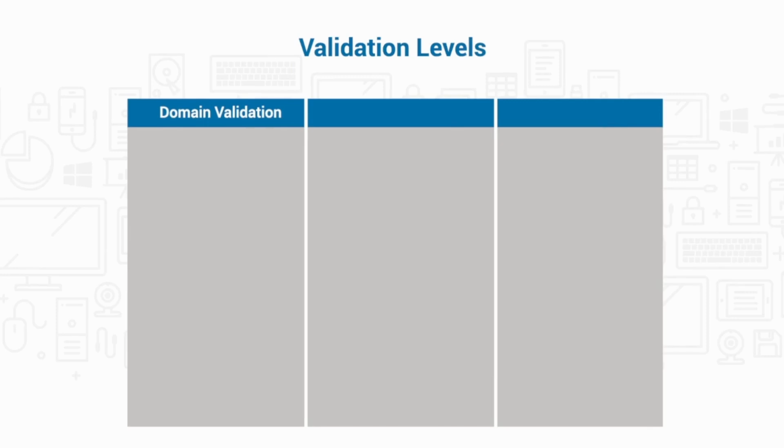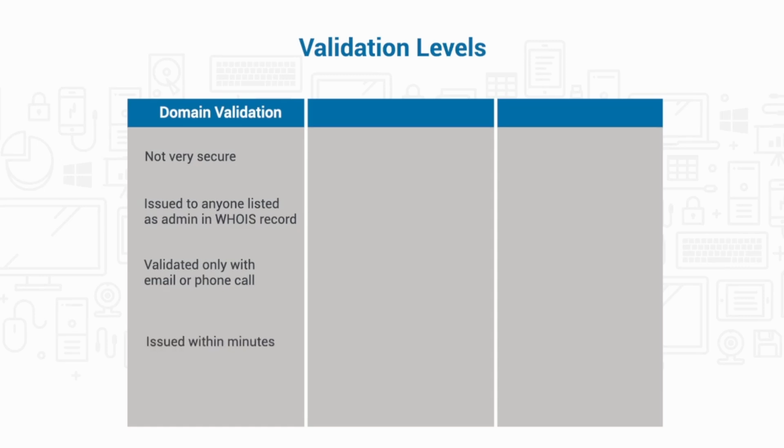Domain validation is the lowest level and isn't very secure. A CA issues a domain-validated certificate to anyone who's listed as a domain administrator in the WHOIS record. The CA usually validates this with a simple phone call or email, which isn't hard to spoof. These certificates can be issued usually within a matter of minutes.